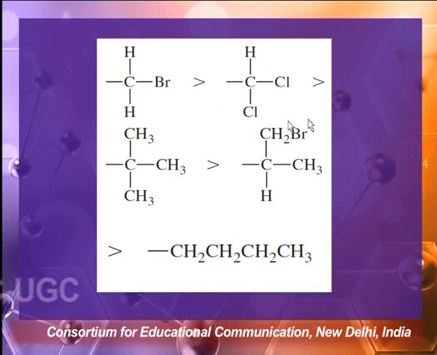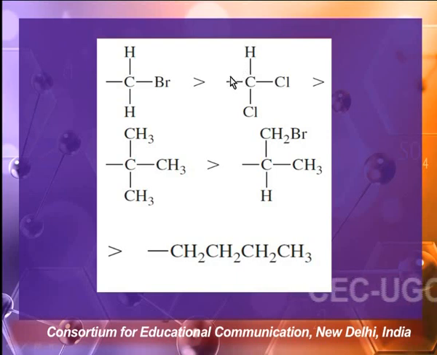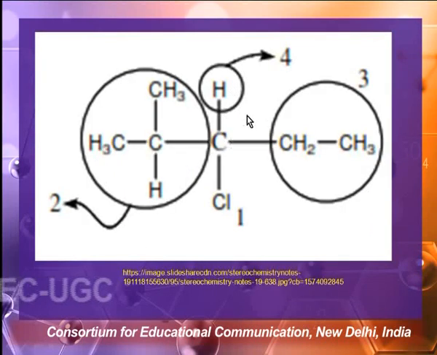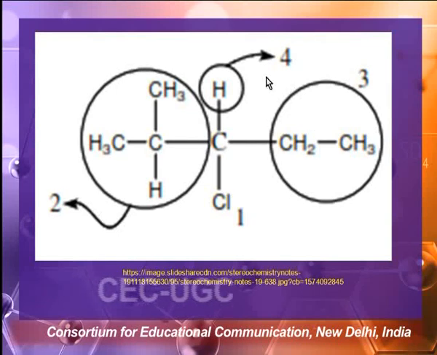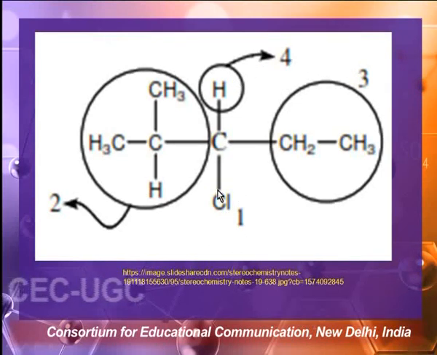And that is how we compare the priorities of two groups, that is by comparing the atomic numbers from atom to atom. So this is what I have shown here in the example, that hydrogen has atomic number 1, which is lowest, so its priority is lowest, 4. Chlorine is having priority number 1.